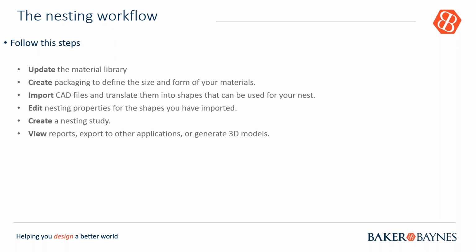If we look at the nesting workflow and some of the steps, firstly we'll update the material library. Okay, so make sure the library is updated. We create a packaging to define the form. Packaging defines the size and form of the raw materials. And when we create nesting studies, we'll obviously need to select from a list of packaging types of materials that we're going to work off.